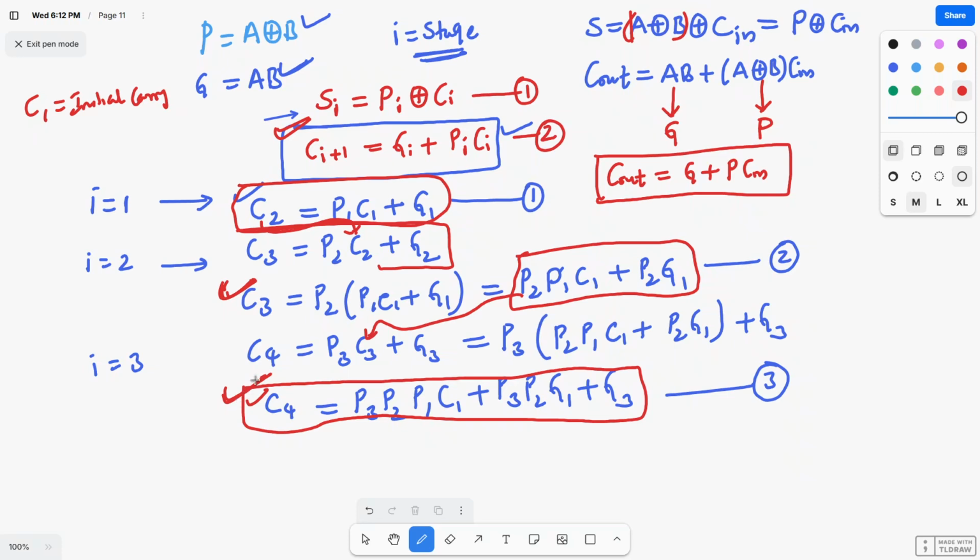So C1 and G1 are in the same position as in the second stage and third. Okay. Can you see C2 or C3 in this equation? No. So that means the final carry is depending on which one? C1, the first carry. That means if you know the first carry, you can directly calculate the final carry.